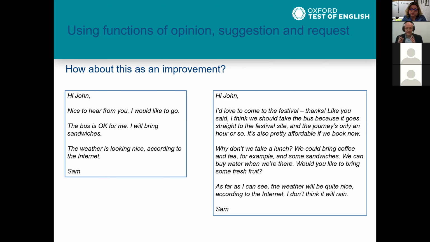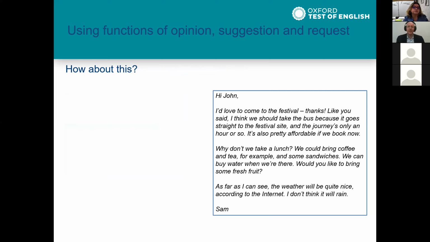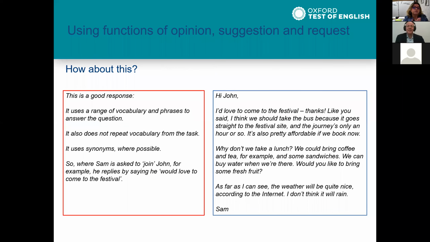Now, take a look at it as well, because I'm sure that all of you could have written this. I'm sure that all of you have good enough English to write this. Okay, this is where we go from B1 up to a sort of a B2 level. Okay, you can see the difference, can't you? Right. So this is a good response because it's got a wider range of vocabulary and phrases. It doesn't repeat the vocabulary in the question. We've got some synonyms there. We've got a variety of words. And where Sam is asked to join, he says, yes, I would love to come to the festival. Okay, it's more imaginative, it's more creative, it's more interesting, and it shows that level.